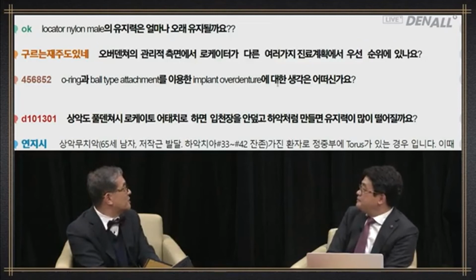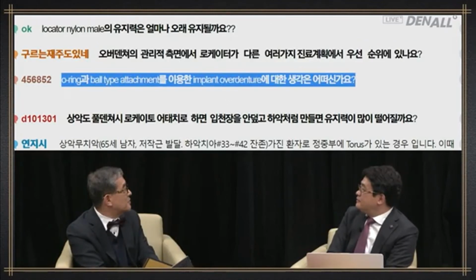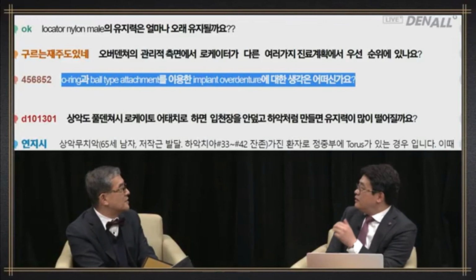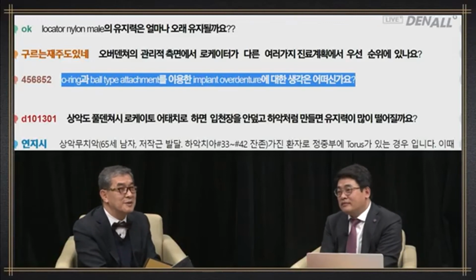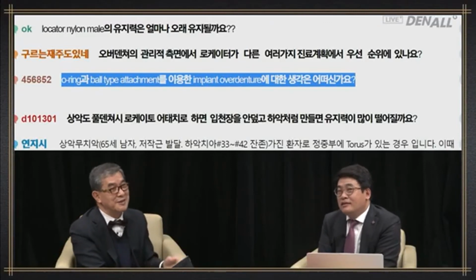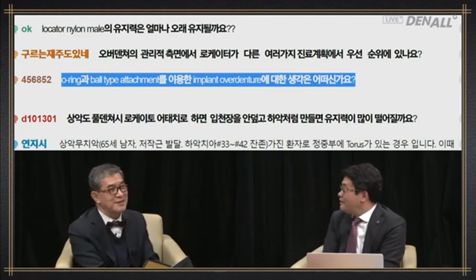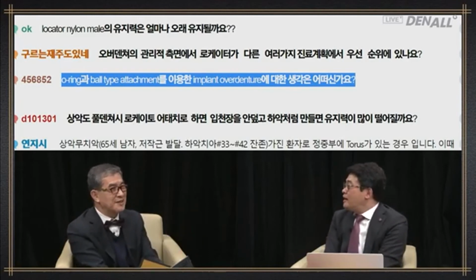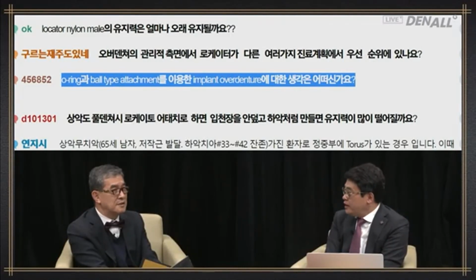Next, 456852. What are your thoughts on implant overdenture using O-ring or ball type attachment? I think this person is curious in comparison with locator attachment. Before I used the locator attachment, I would use solitary type in combination with O-ring and silicone rubber ring. It's easy in its way, but the problem is the silicone rubber ring of the O-ring tears easily.